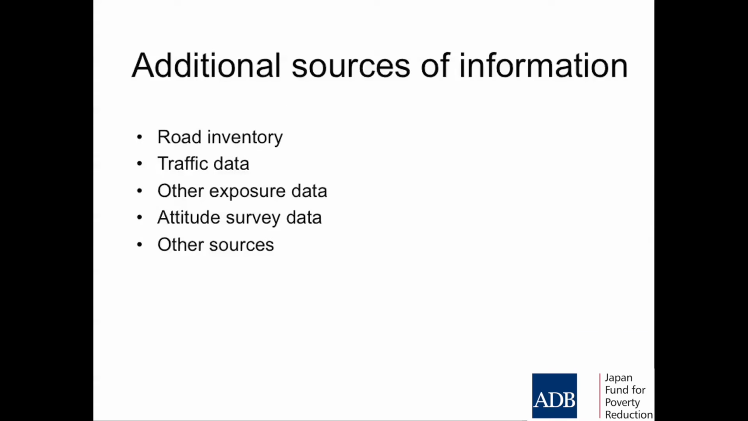Sometimes, so what are these additional sources of information that we may already be collecting? The first one there is road inventory, and I'll explain that in a bit more detail. Traffic data in terms of traffic volumes, speeds, and these sorts of things. Other exposure data, things like the number of people in the population, how many people live in our country or in different parts of the country.